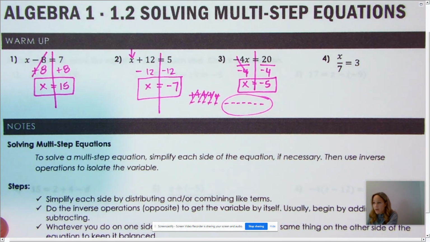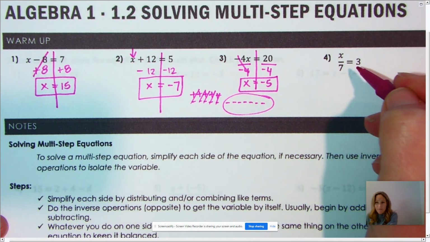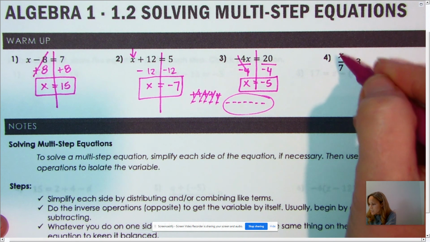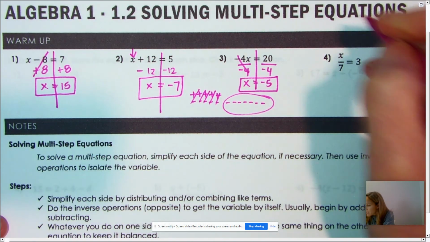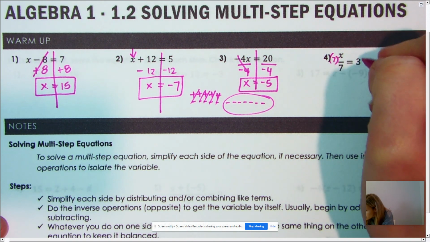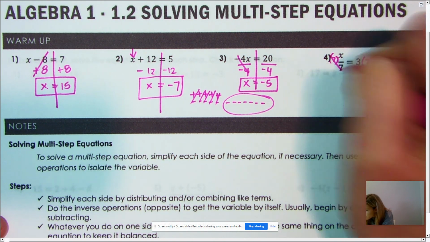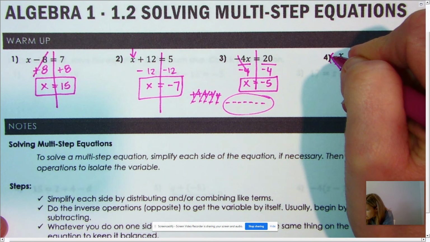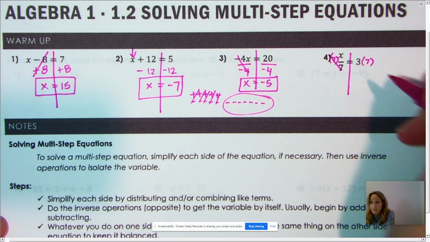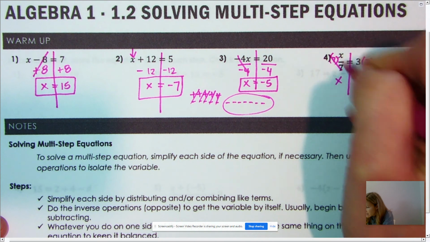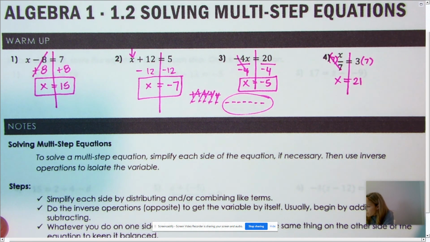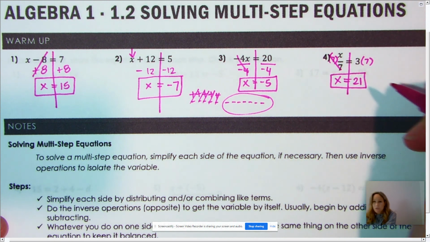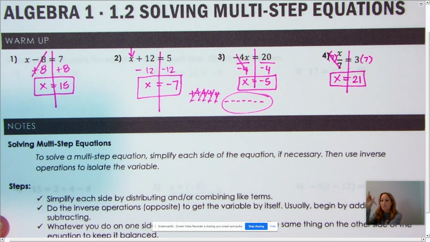Question number 4. This one looks like a hard problem, but it's actually pretty easy. This just means x divided by 7. Well, the opposite of division would be multiplication. So I'm just going to times by 7 on both sides. Times by 7 and divide by 7 cancel each other out. They're inverse operations, so we just have the x. And then on this side, 3 times 7 is 21. If you need help with your times table, you can always flip to the back of the workbook, and we have a big multiplication chart on the back for you.